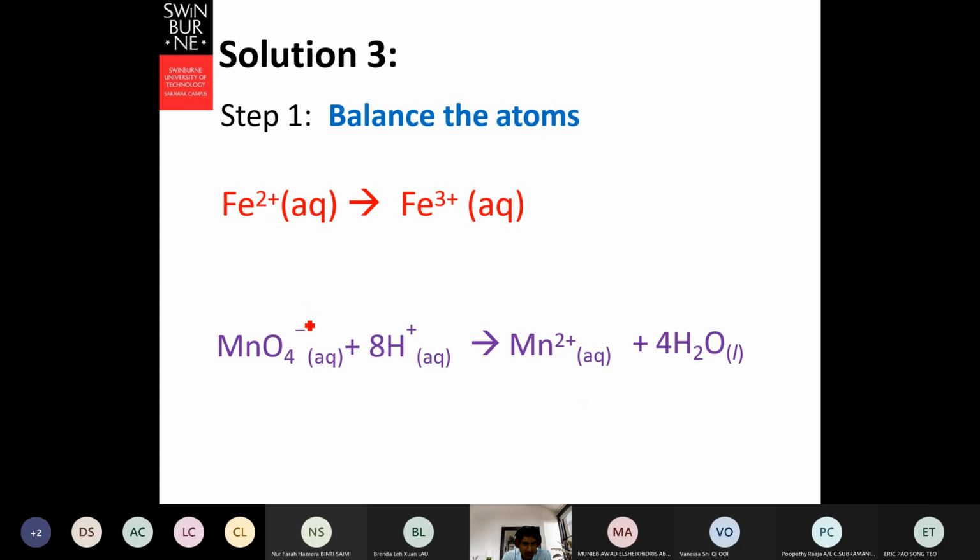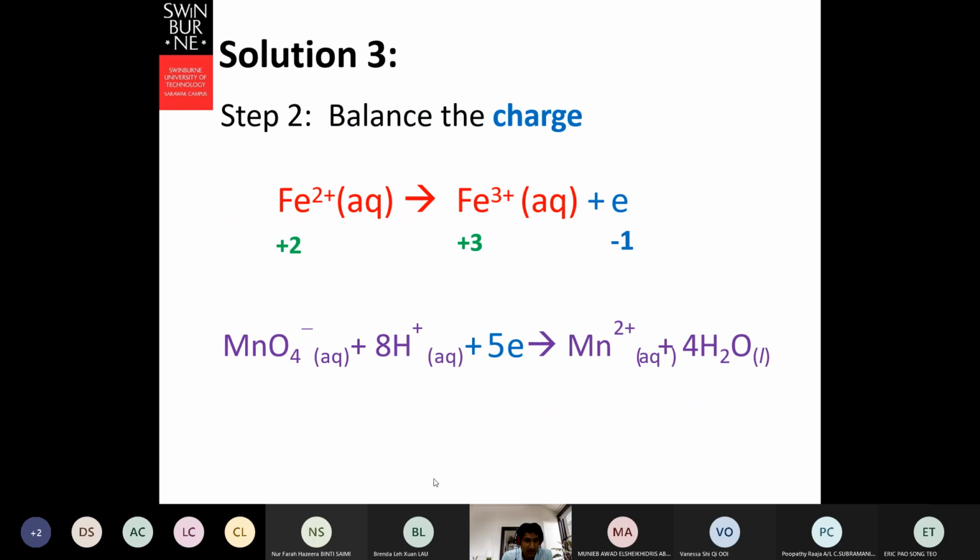Since there are 4 oxygen here, I can make 4 water molecules out of 4 oxygen, and that is why I have to add 8 hydrogen there. So I just added 8 hydrogen ions there, sorry, and then it's almost okay. Just need to balance the charge, because there's 2 positive charge, here's 3 and 1 electron. Altogether I have to add 5 electrons also on the left side. Then the whole thing is balanced, right? The whole thing is balanced just by adding 5 electrons.